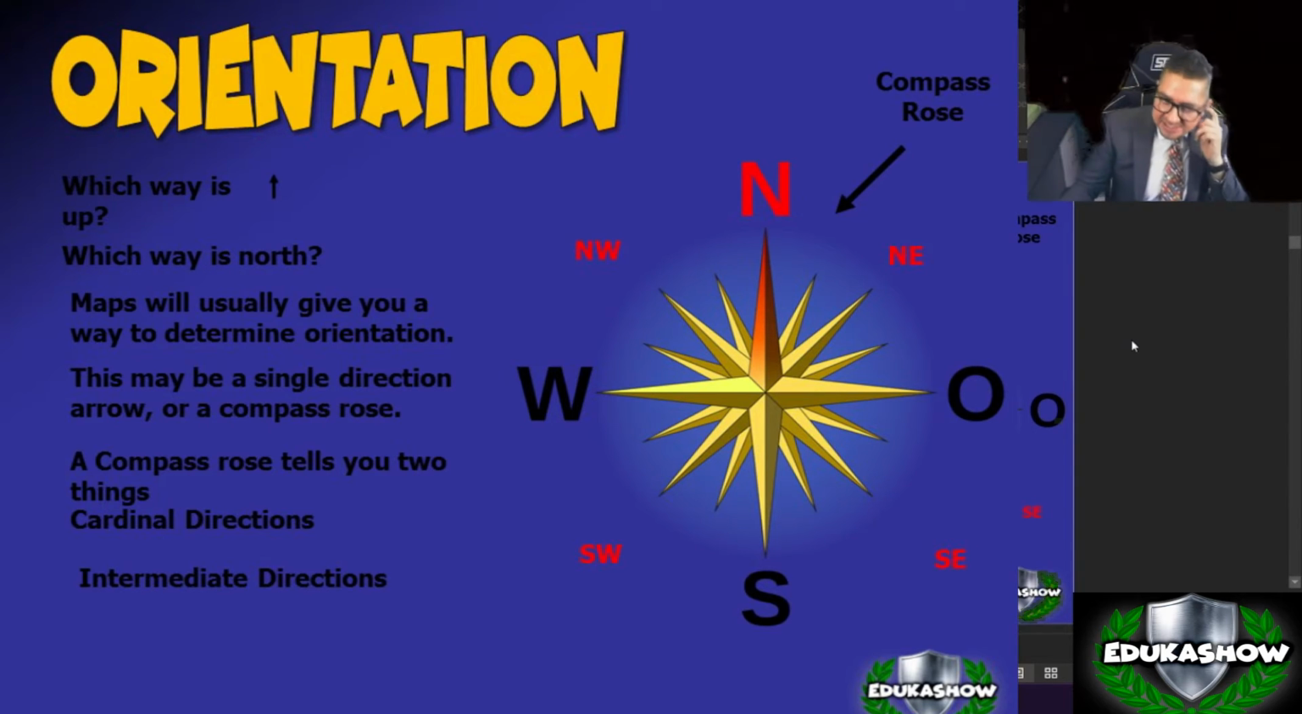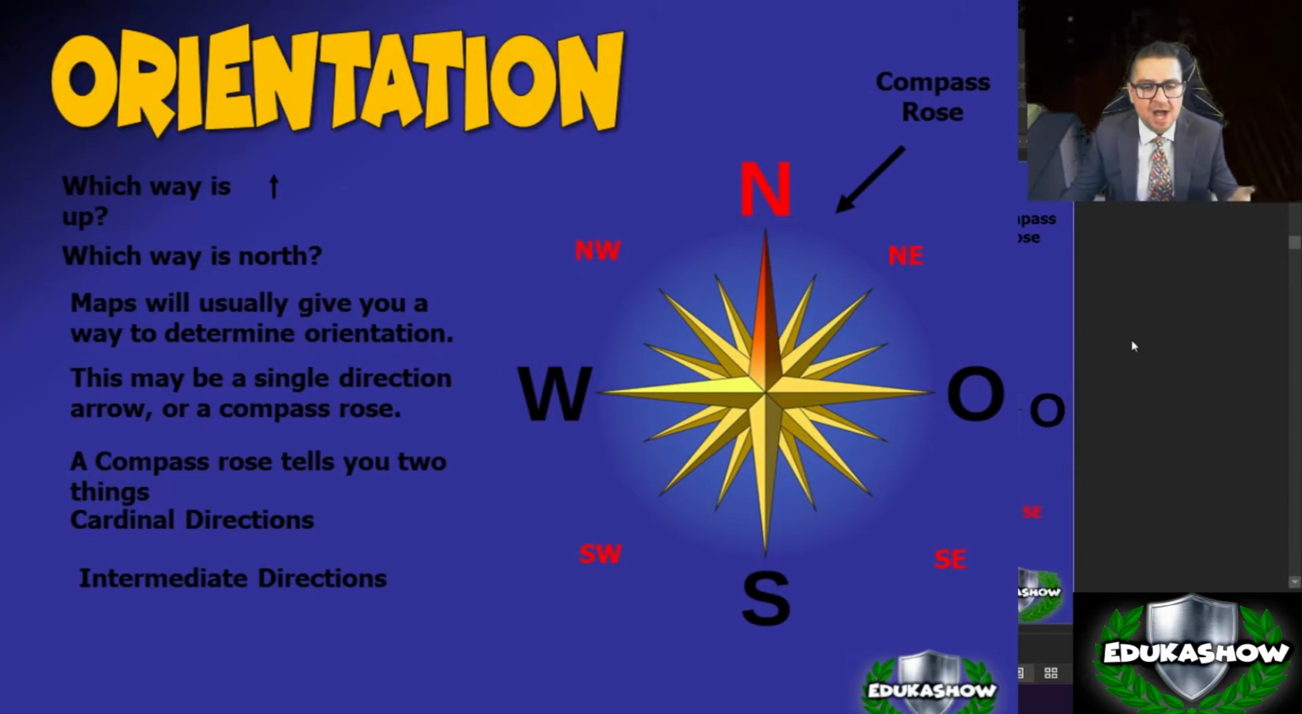So the question is, which way is up? Or which way is north? What is the difference? Well, maps will usually give you a way to determine orientation. This may be a single direction arrow or a compass rose. You could have only one arrow, and that's going to be telling you with a compass where you're headed. A compass rose tells you two things: cardinal directions and intermediate directions.